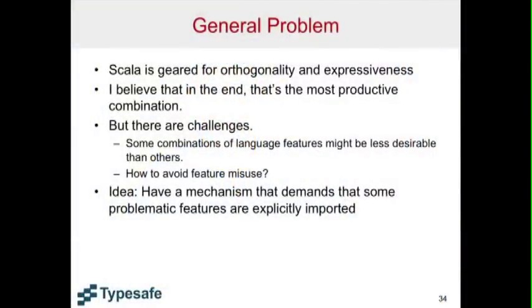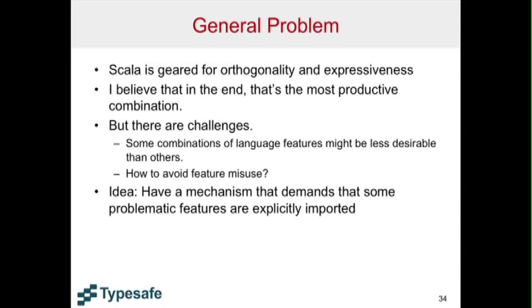So that's a general problem here, actually: Scala really is geared for orthogonality and expressiveness, and I believe in the end that is the most productive combination. So I don't want to go away from that and say, well, we want a language that has only less general features that are carefully tailored, so that people can't do anything wrong with them. But there are challenges. Some combinations of the language features might be less desirable than others, and some features can be misused and are sometimes misused. Most programmers really need guidance, because it takes experience to know what can be used, where the possible misuses are, and it's very easy to fall into a trap here.